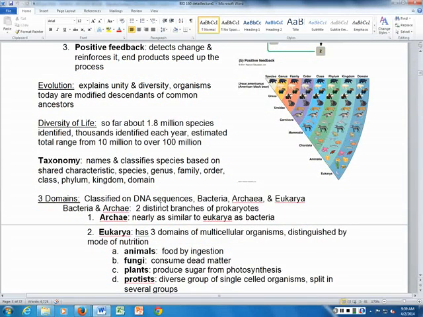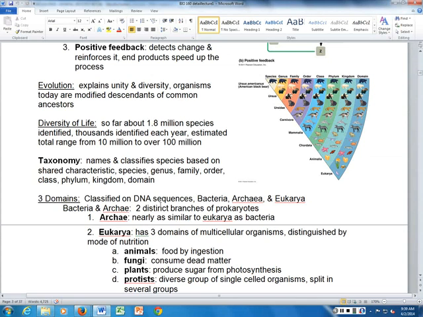With evolution, this is the way that we explain the unity and diversity, so how things are the same and different in organisms. It says that the organisms present today are descended and modified from common ancestors. So you may have had one ancestor whose offspring diverged into two different pathways to make two different organisms.